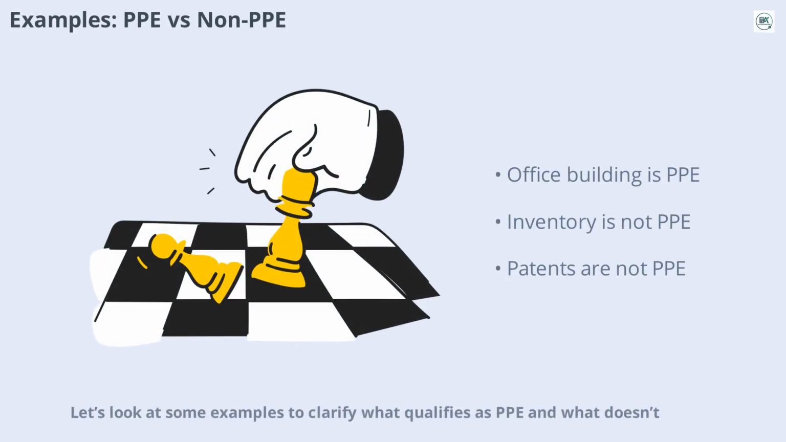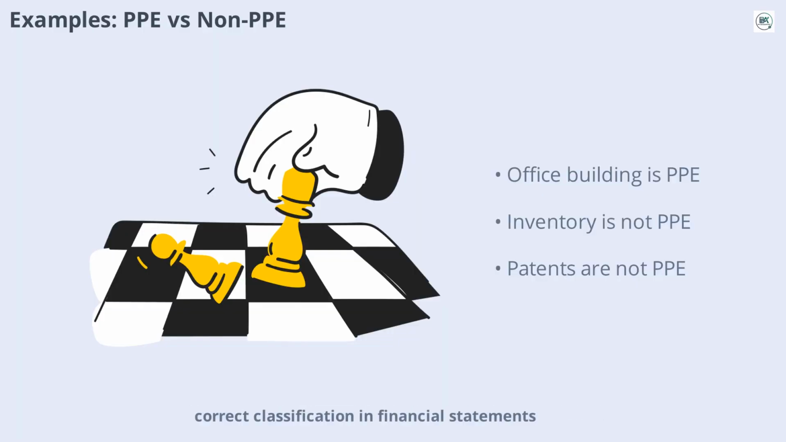Let's look at some examples to clarify what qualifies as PPE and what doesn't. A company's office building, manufacturing equipment, and delivery vehicles are all PPE because they're tangible, used in operations, and provide future economic benefits. On the other hand, inventory held for sale, intangible assets like patents, or investment properties are not classified as PPE under IAS 16. Understanding these distinctions helps ensure correct classification in financial statements.